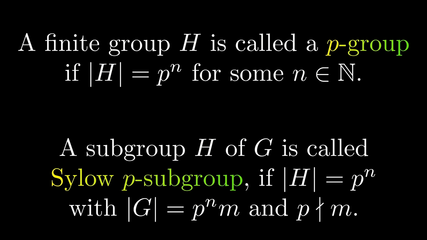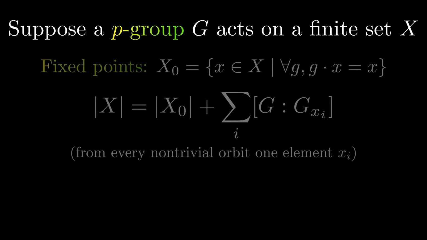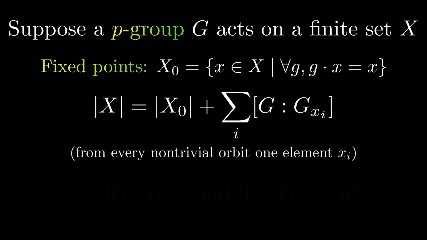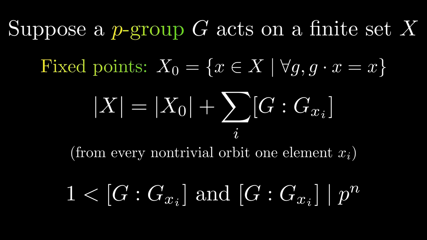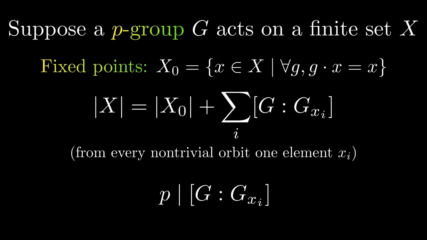Many of these results rely on group actions. Suppose a p-group acts on a finite set. Using the orbit-decomposition formula, we analyze the number of fixed points. For any non-fixed element, its stabilizer is a proper subgroup, meaning the orbit size is greater than 1 and divides the order of G, which is a prime power. Since the only divisors of a prime power are other prime powers, each orbit size is divisible by p.